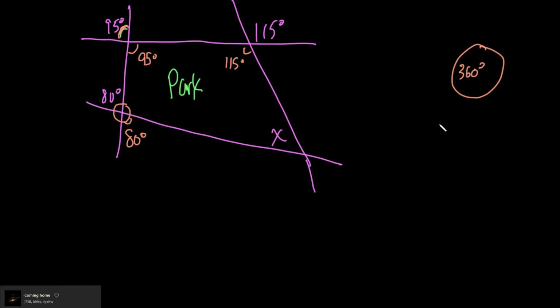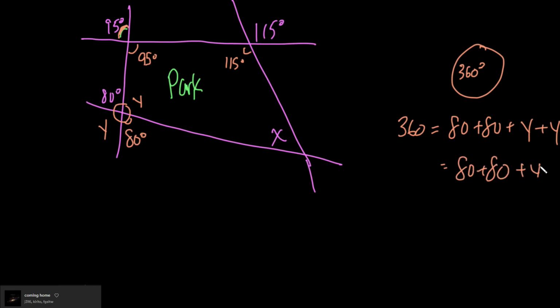If my total sum of angles has to equal 360, I have 360 equals 80 plus 80, and I'm going to denote this as y. This is y and this is y, and they have to be the same because these are opposite angles. So I have 80 plus 80 plus y plus y, and y plus y is 2y. So 360 equals 80 plus 80, which is 160, plus 2y.